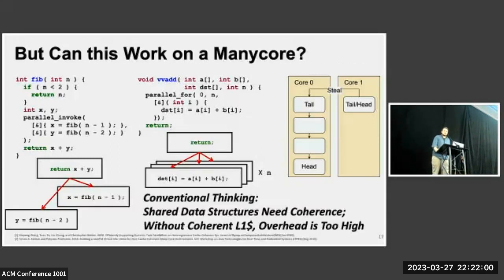So we looked at this and we thought, well, this would probably be a good fit for our Manycore if you want to express some of these more complex algorithms. But the conventional thinking is that to make something like this work, there are a lot of shared data structures that need to be coherent, and without these coherent L1 caches, the overhead would just be too high. And in this work, we wanted to explore if this thinking was true. We wanted to see if indeed the overheads were too high, and if they were, could that performance gap be closed with clever uses of the Scratchpad memory?